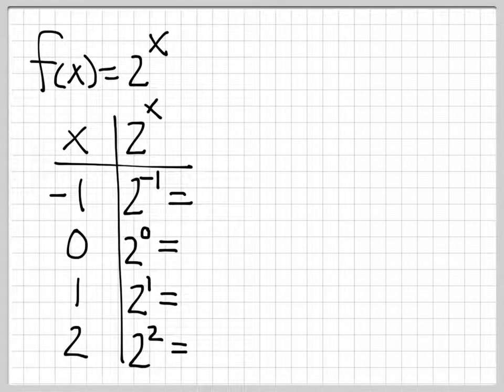A couple of things. I'm going to start bottom up because they're more familiar to us. 2 squared, that's 2 times 2, which is 4. 2 to the 1 is just 2. 2 to the 0 is 1.